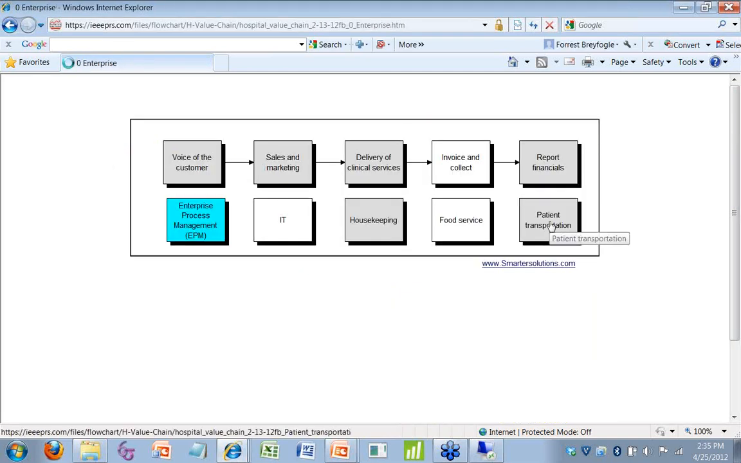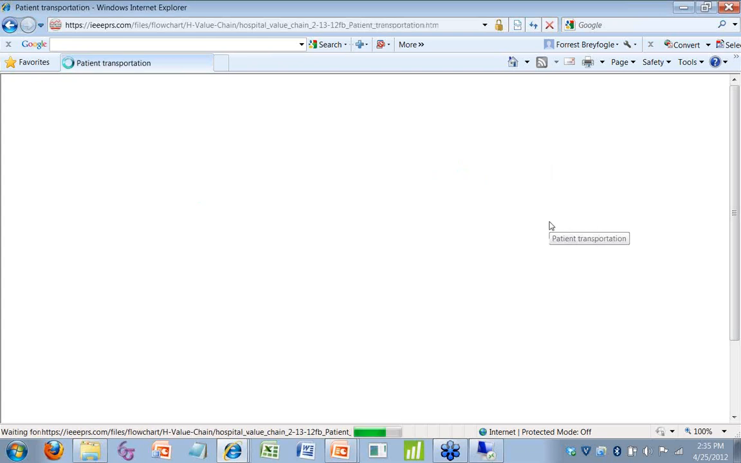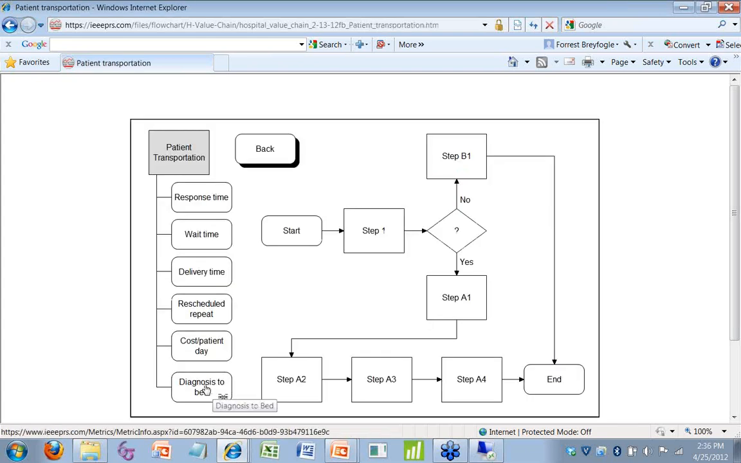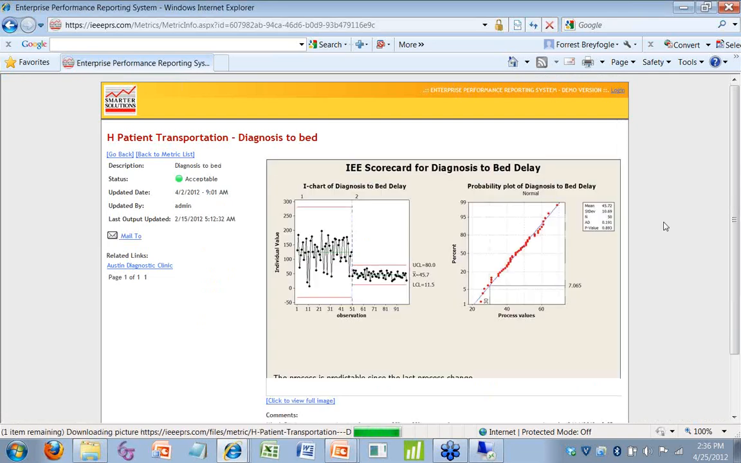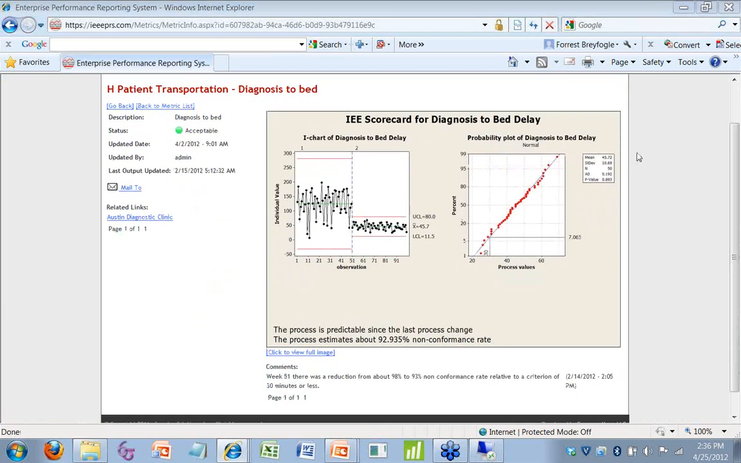Let's look at patient transportation. The one I got data for is diagnosis to bed. Oh, looks like we made an improvement here, right? So this moved down. That's good news. That's the right direction. However, let's look at how we're performing, because remember, we're going to be taking data from the recent region of stability to put together this probability plot over here.